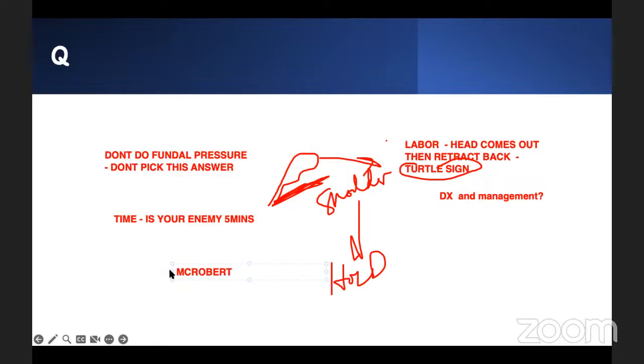So go look for it. McRoberts maneuver is to help deliver the baby. It does not involve fundal pressure. There's something you have to do with the legs, and there's some counter-traction to that. So that's your homework.